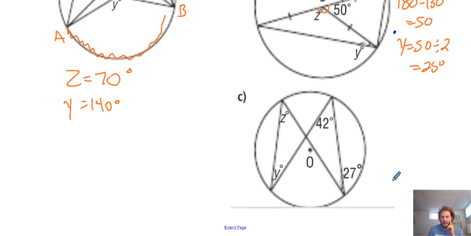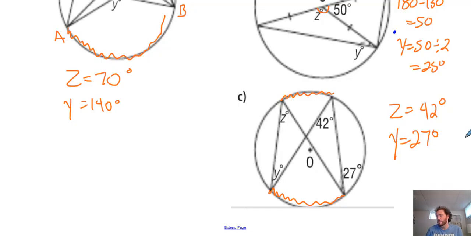Okay, down here, something very similar is happening. Here's one of my arcs, and here's another one. What we notice is that we actually have two arcs here, both having different inscribed angles. So this arc down here has an inscribed angle at 42 and one at Z, so Z is going to be equal to 42. But this arc up here has an inscribed angle at Y and at 27, so Y is going to be equal to 27 degrees. So you can have different inscribed angles within the same circle, but all inscribed angles that are subtended by the same arc will be equal.